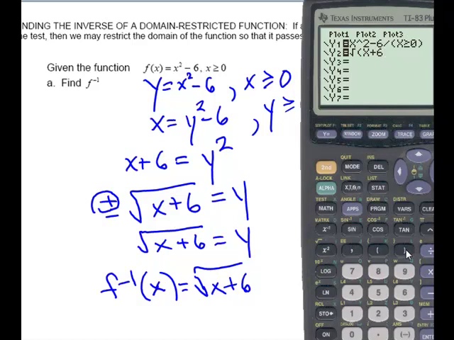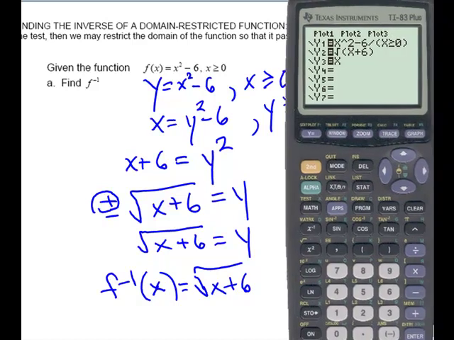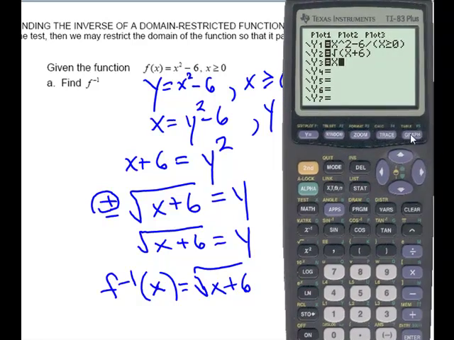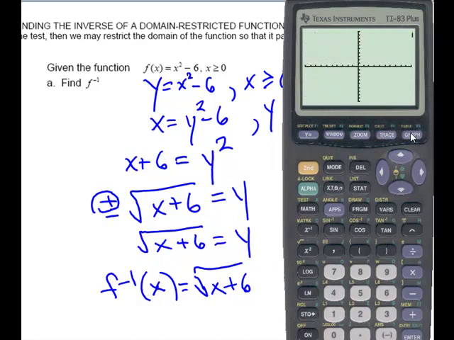You have to close your parentheses there. Right, and I'm going to go ahead and put in the line y equals x. And we'll choose graph. I'm going to slide this over a tiny bit now. So I have my conditions in. And there you go.